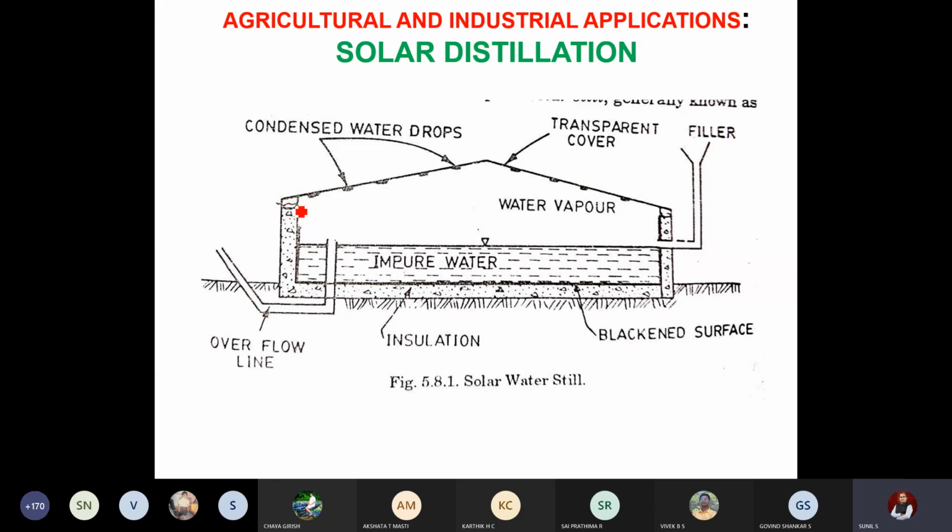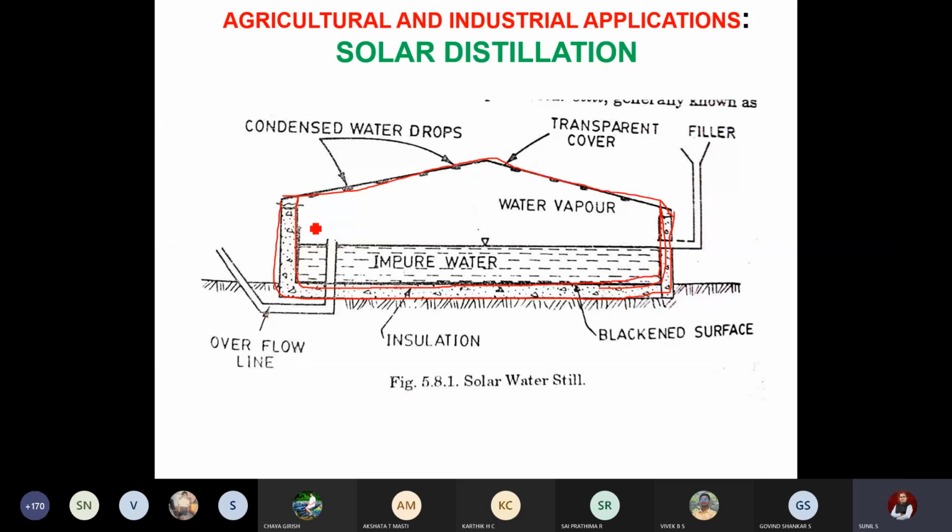So there will be a container. This part of it is a container, usually made of metal. There will be a hollow space in between. This will be filled with some insulating material like glass wool or straw, so that the heat will not be transferred through this wall. So it will be insulated, and there will be a glass cover to completely close this.